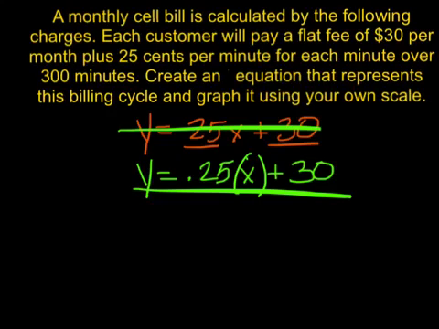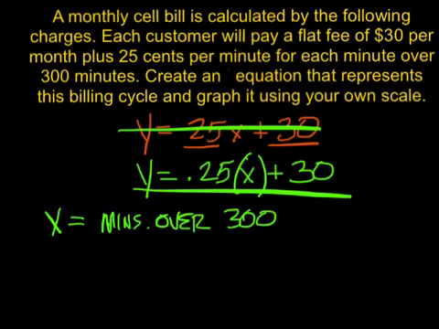X doesn't have to equal 300 minutes. It could be every minute over 300. So if you set x equal to the minutes over 300, and we stipulate that, then it would work out. There's also another way you could do this. How would I figure out the minutes that are over 300?